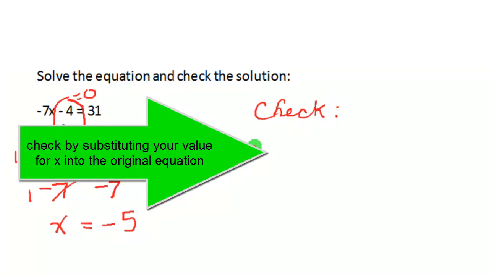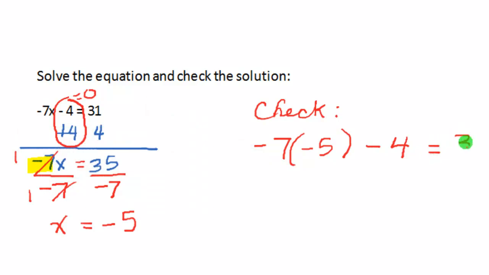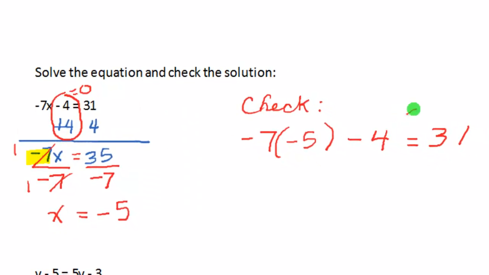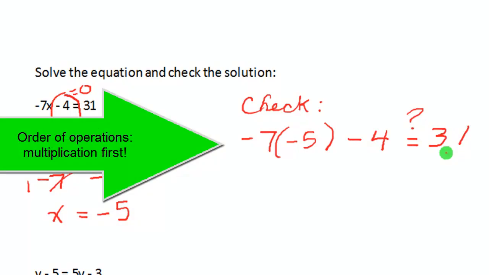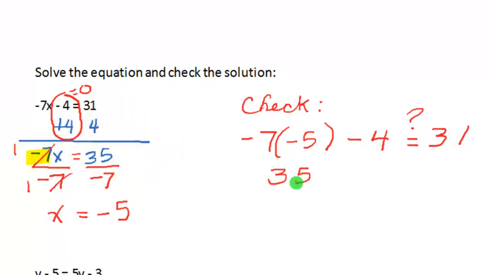Okay, we're going to check. And how you check is that you substitute your solution into the original equation. So I'm substituting in the negative 5 where the x was, and we're going to see if we get a 31. Okay, this multiplication is going to happen first. Negative 7 times negative 5 is a positive 35, minus 4, and we know 35 minus 4 is 31. So this equation checks. And we're ready for our next equation.